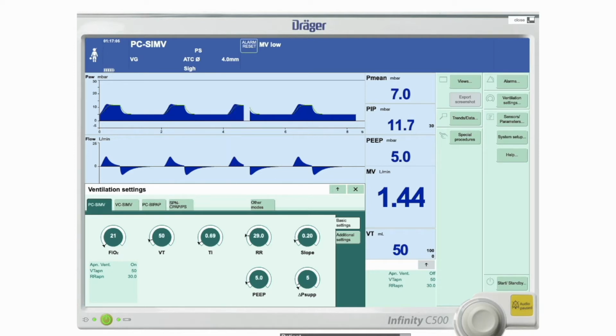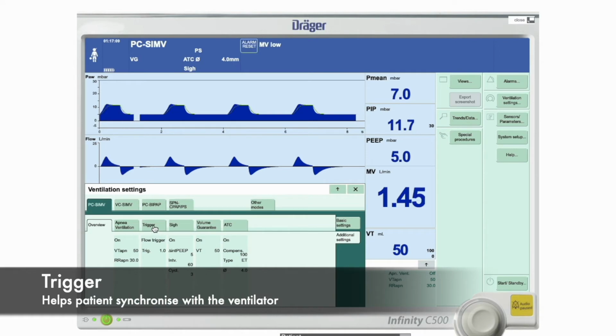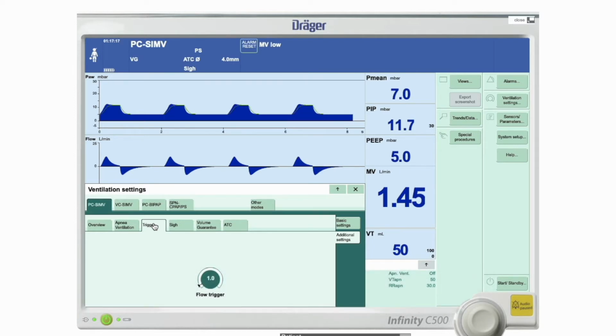Next, we'll move on to the next additional setting, and that is the trigger. Now, the trigger is on by default. So when you switch the ventilator on, a trigger is put on by default. So what is a trigger? A trigger is what starts inspiration. So inspiration can be triggered by time, which means the ventilator is actually doing the triggering. Or it can be triggered by pressure or flow.